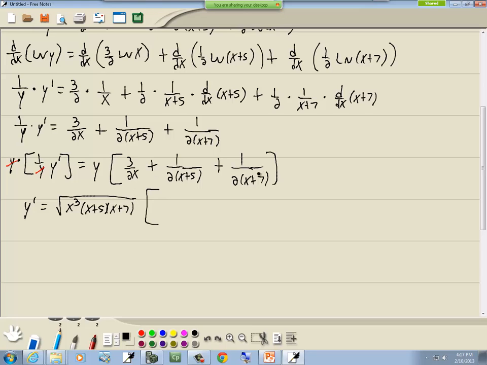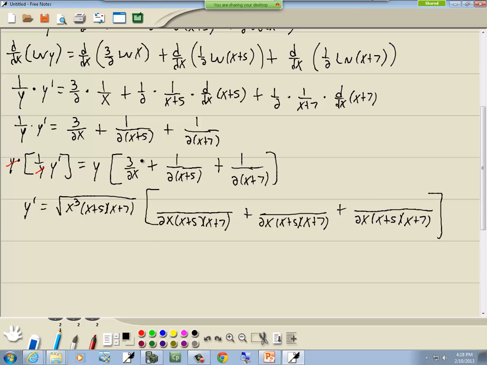Now, what's inside the parentheses, we want to merge these into a single fraction. So we need to get a common denominator. Well, they all have 2, so that has to be in our denominator. This one is a single x, so that has to be in there. X plus 5 and x plus 7. So that's going to be our common denominator.